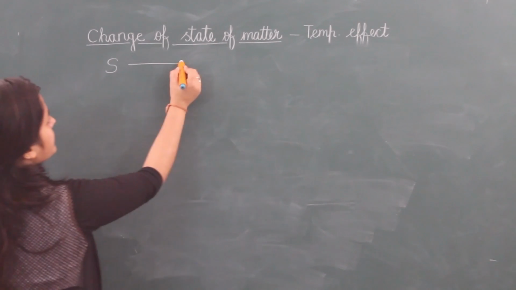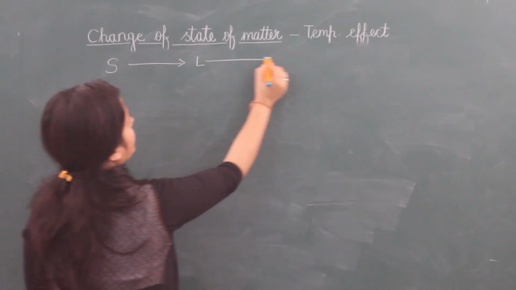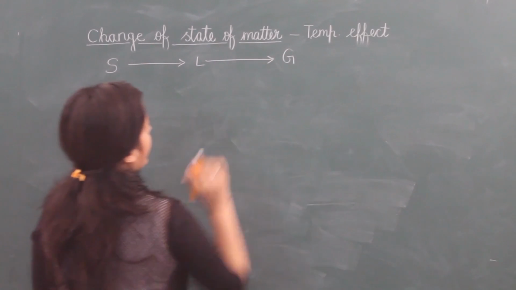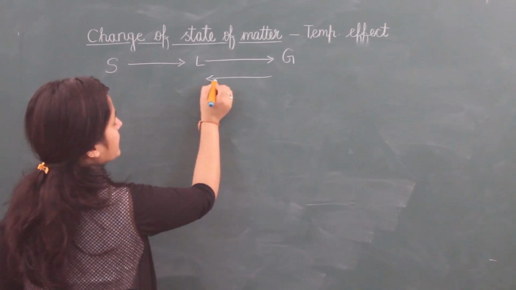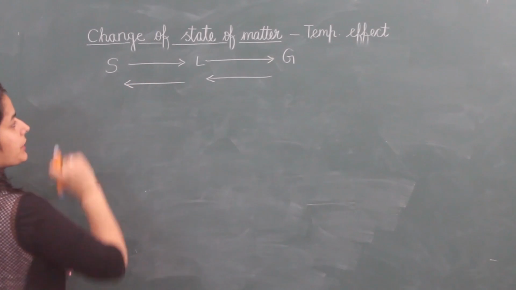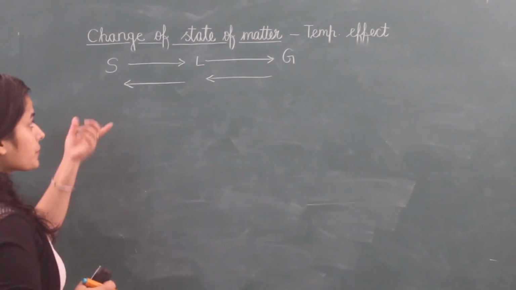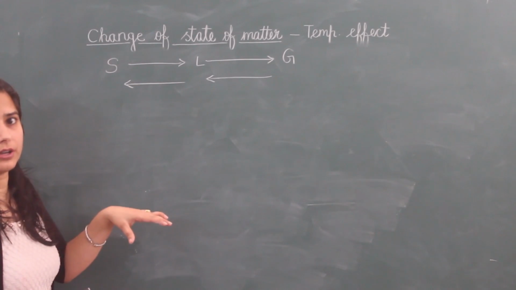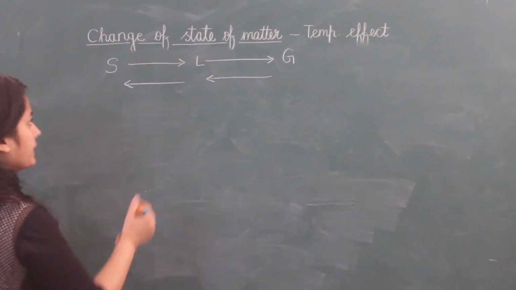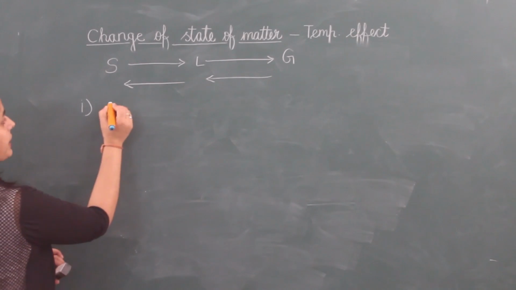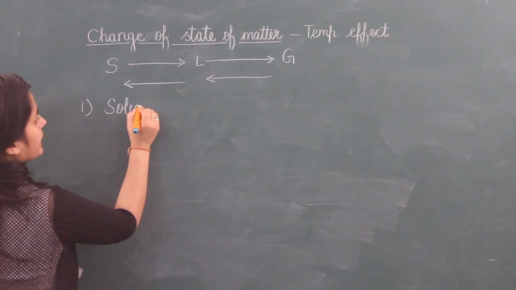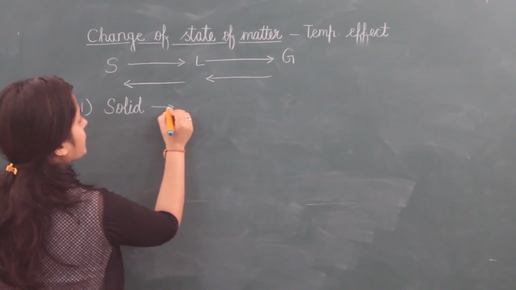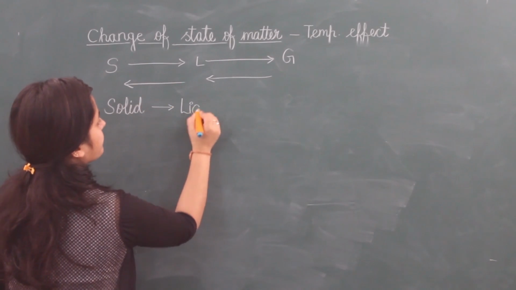Simply, solid converts into liquid and liquid converts into gas. Gas can be converted into liquid and liquid can be converted into solid. So what are the processes going on that we will study here? First I am taking conversion of solid into liquid.